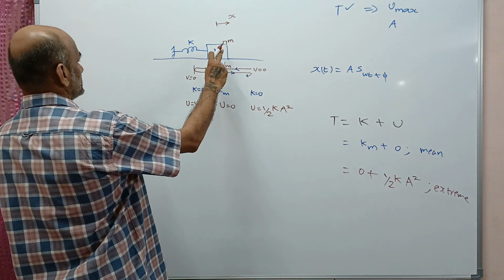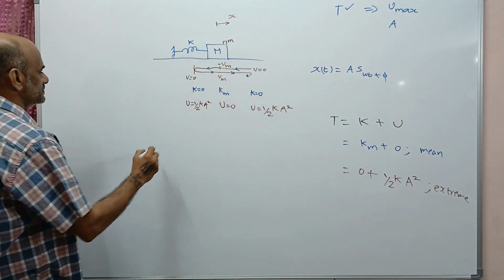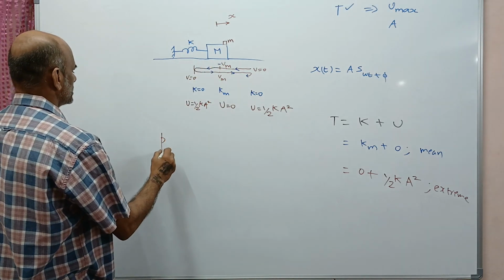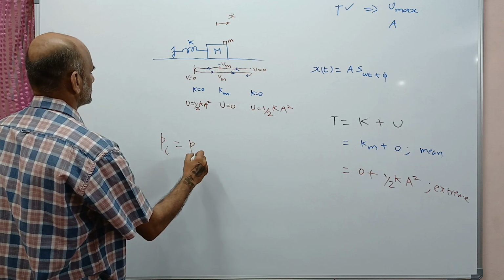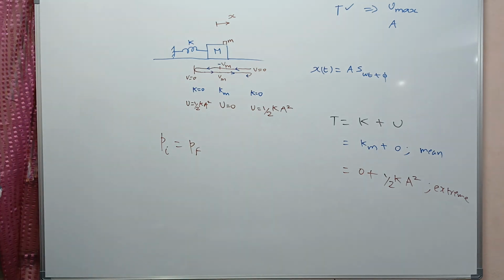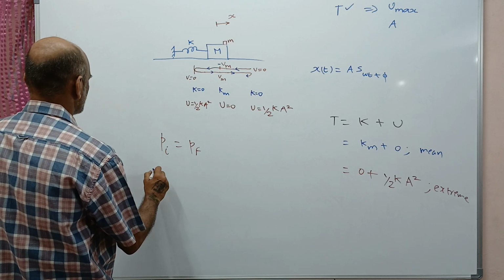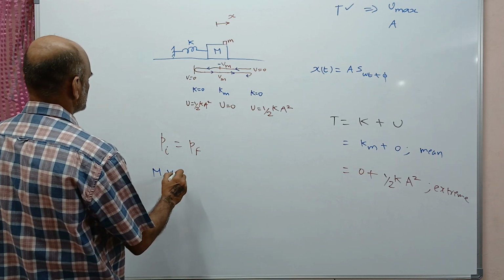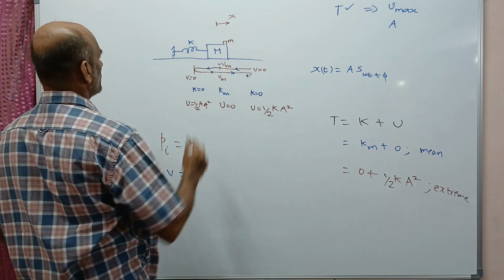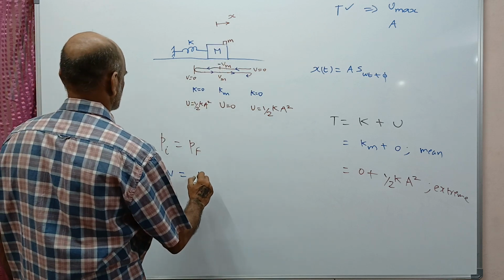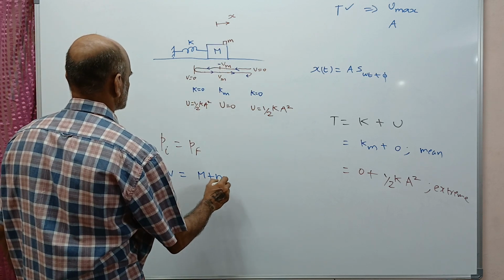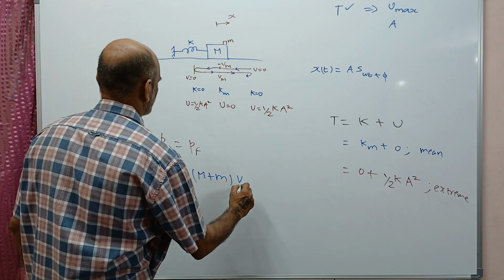So the changed velocity of this combined mass we can find by conservation of momentum. Initial momentum equals final momentum. Initial momentum is the initial mass, which is just the M, with some velocity. And in the final momentum, the final mass is the combined mass. Both of them will move together with some final velocity, Vf.